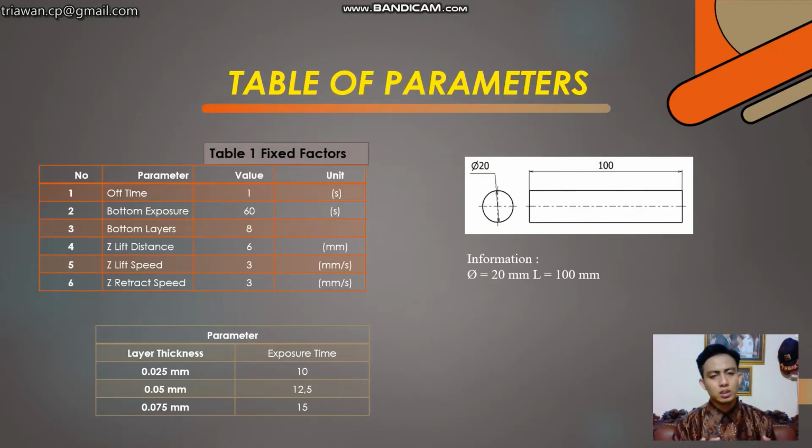Okay, this is the table of parameters. This is the pixel factor, and these are the parameters which we can control: layer thickness and exposure time. And this one is the design of the component we research, or our specimen for testing. It has a diameter of 20 millimeter and a length of 100 millimeter.